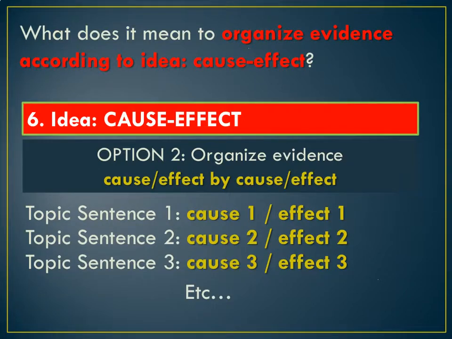A more complicated option, a second option, would be to organize cause-effect by cause-effect. In other words, that means that in each topic sentence, you are going to focus on a distinct cause and effect. So cause 1 and effect 1 in topic sentence 1, cause 2 and effect 2 in topic sentence 2, etc.